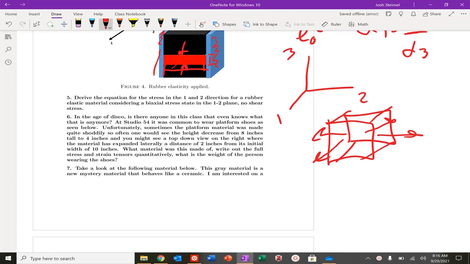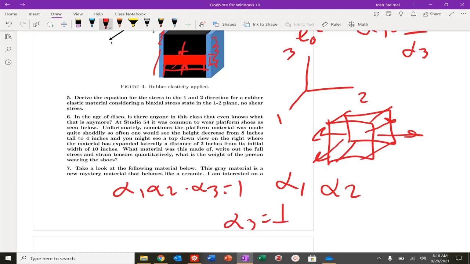So if I want to derive the equation for stress in the 1 and the 2 direction, all I'm going to do is look at the force, and then divide out by the area, and we can get that expression. So I am going to assume that there is a change in alpha 1. Alpha 1 exists. There's also a change in alpha 2. I need to make sure that alpha 1 times alpha 2 times alpha 3 equals 1, so alpha 3 is equal to 1 over alpha 1 times alpha 2.